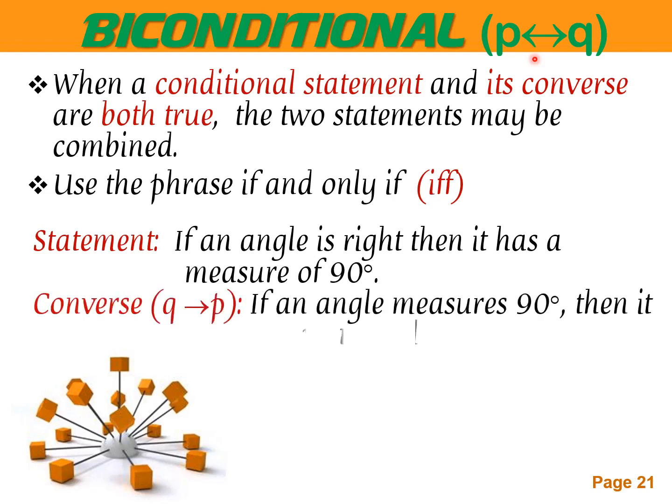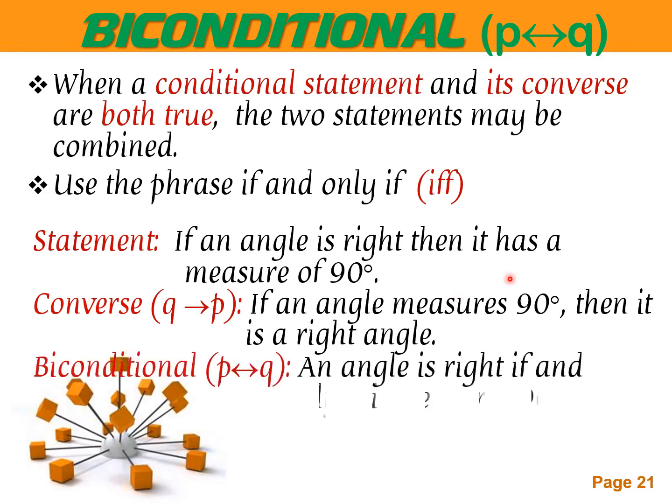To get the converse, we will just interchange the premise and the conclusion. So you will have, if an angle measures 90 degrees, then it is a right angle. So both statements are true. Therefore, we can have the biconditional statement: an angle is right if and only if it measures 90 degrees. So this is how you form the biconditional statements. Again, if the conditional statement and the converse statement are both true.